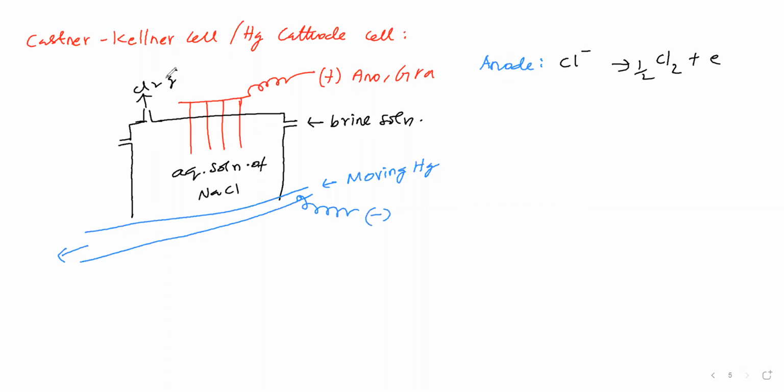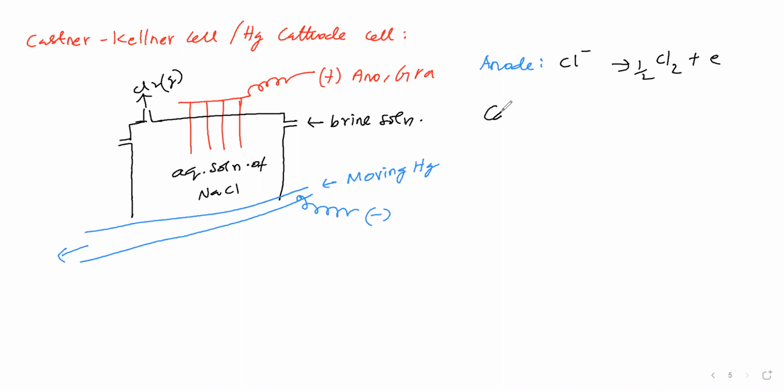Chlorine is produced here, and we get that chlorine gas at this place. The brine solution comes up to this level, and then over that it will come out. Therefore, this place is vacant. At this place, chlorine gas will come and escape like this. So at the anode we are getting chlorine, and we are collecting that chlorine here.